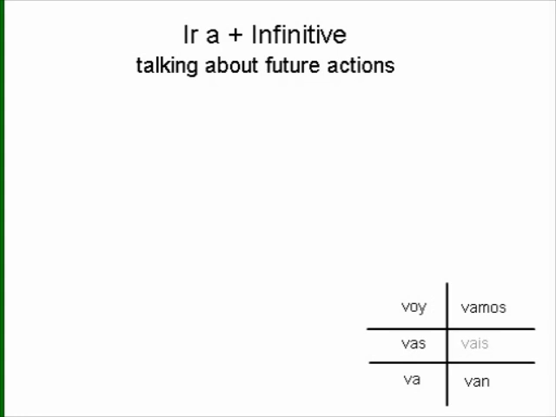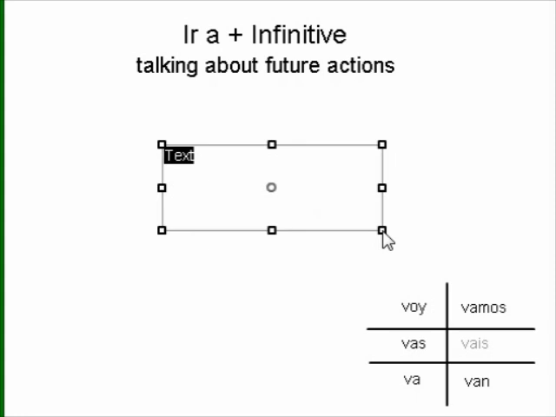Before we take a look at some practice sentences, it is important for us to know also what an infinitive is. An infinitive is a verb that is in its original form. An infinitive is normally going to end with ar, er, or ir. So let's take a look at just a couple of those. For instance, we have hablar.